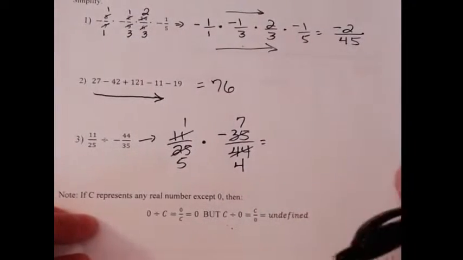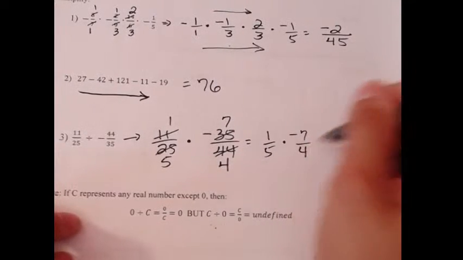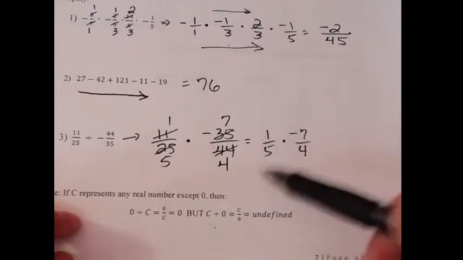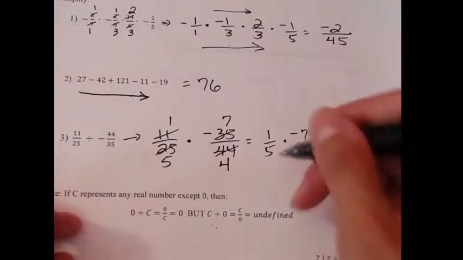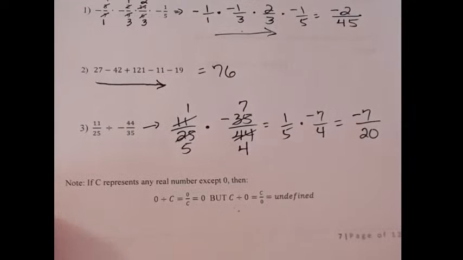At this point, if we were to simply rewrite so that we can see this nice and clearly, we have 1/5 times a -7/4. Notice nothing else reduces, so we simply move from left to right. 1 times a -7 is a -7, and 5 times 4 is 20. So Kayla, excellent job on answering all three of those. So we had -2/45 for number 1, 76 for number 2, and -7/20 for number 3. As always, please don't hesitate to ask questions in the chat, but let's continue.